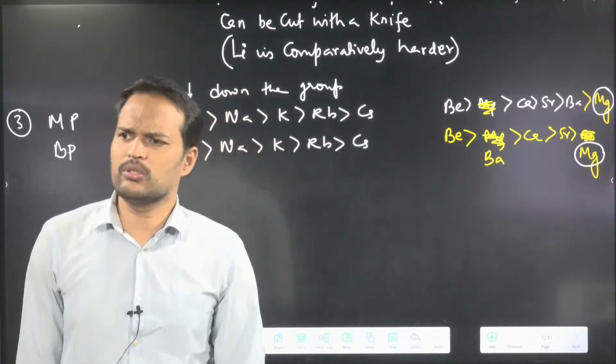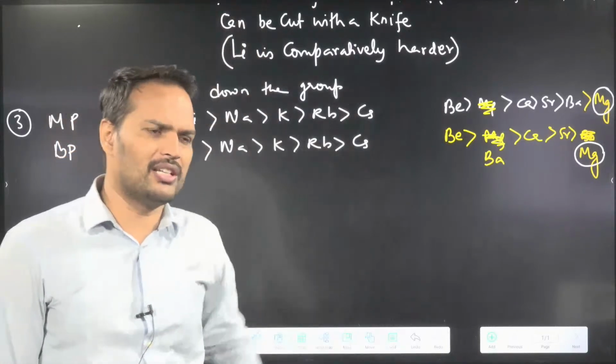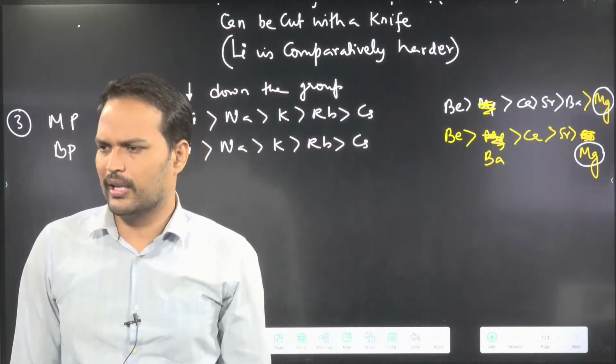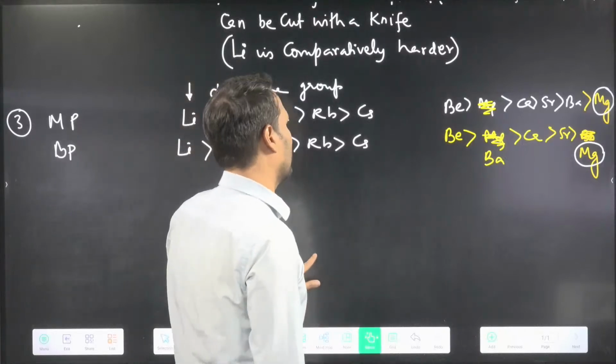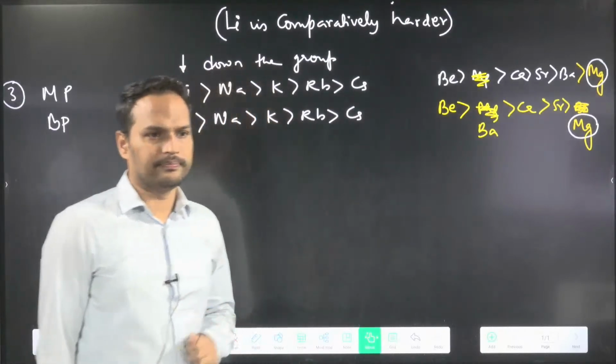Again, if anyone asks you the reason, you can say, "It is dependent on crystal lattice." I don't know, leave it like that. Everyone has a different lattice, so based on that, this order is there. So clear with this point?